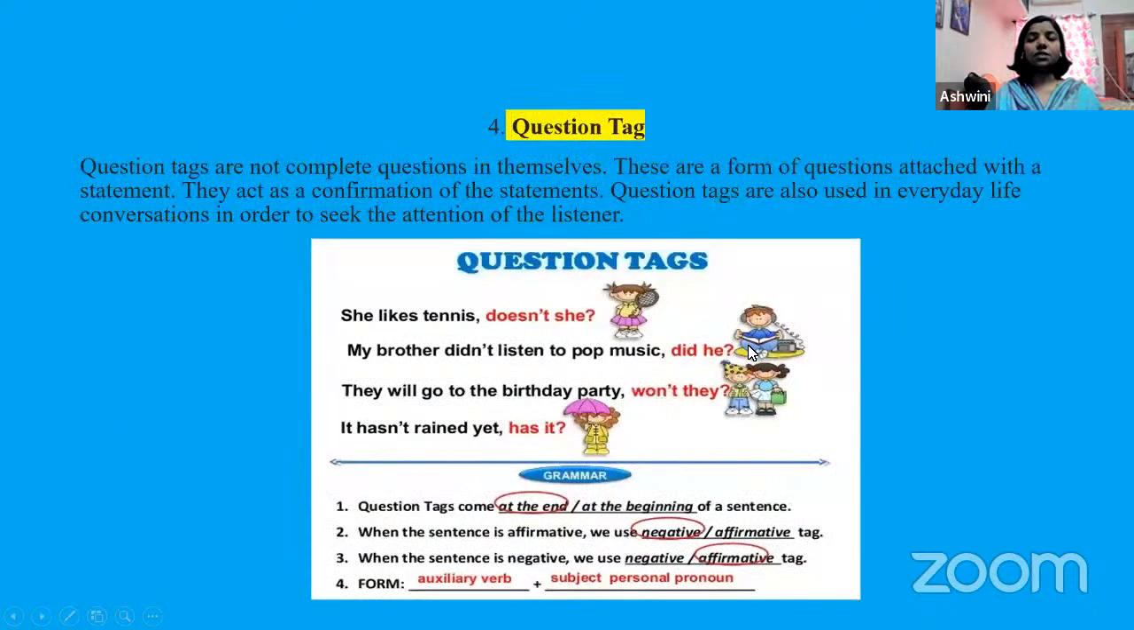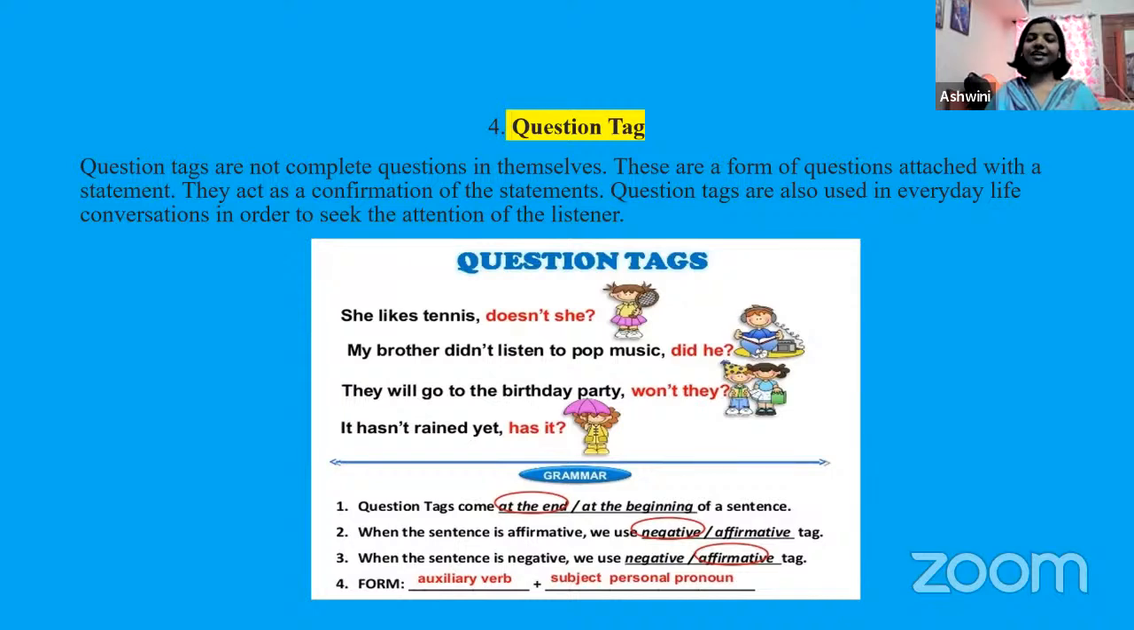Okay. Now this is the question tag. See this picture. Question tag simple इसमें दिया गया है. Question tags are not a complete question in themselves. Question tag क्या होता है? This is not a complete question, and it is a form of a question attached with the statement. They act as a confirmation of the statement, and question tags are also used in everyday life to seek the attention of the listener. To seek the attention of the listener, we use this question tag in everyday life.